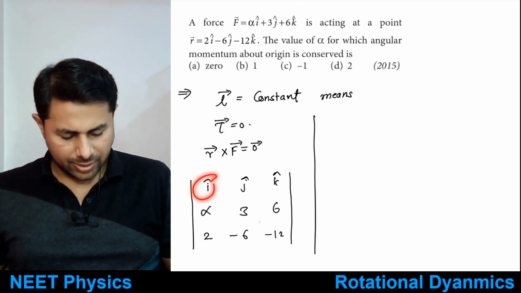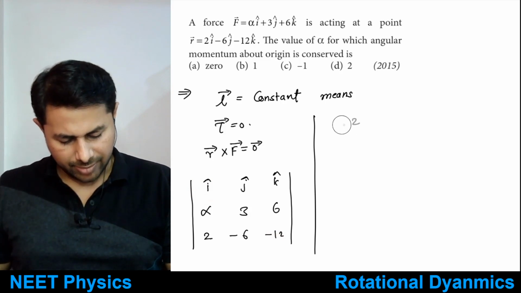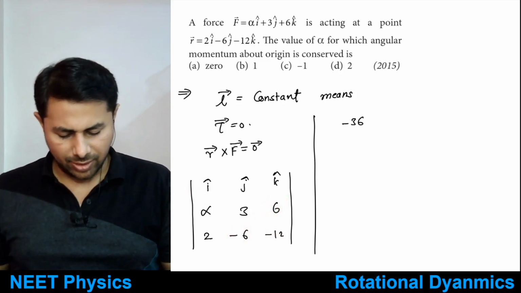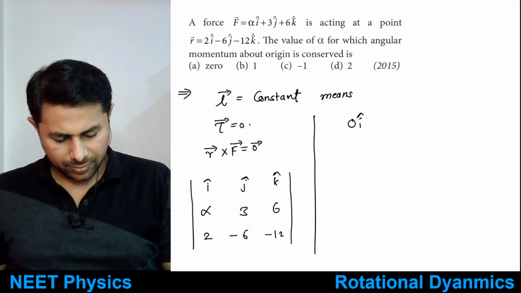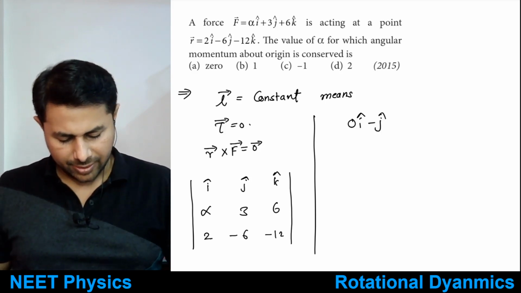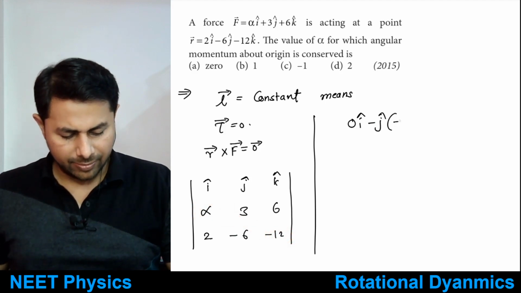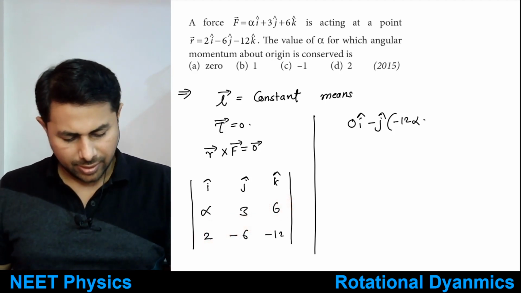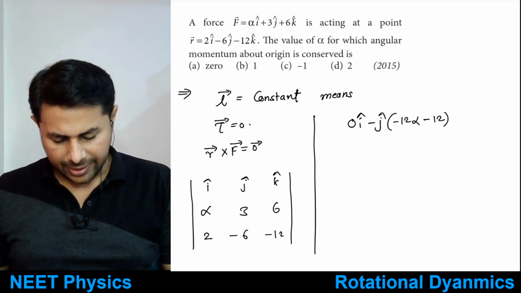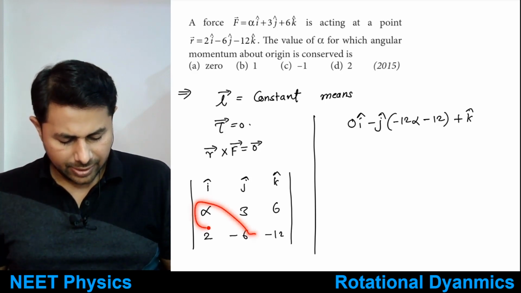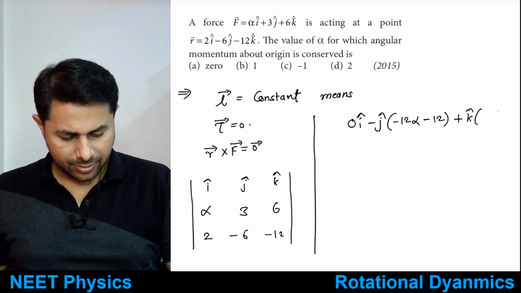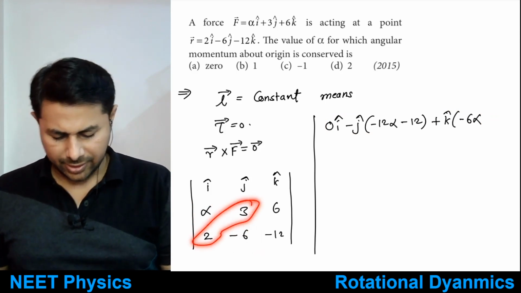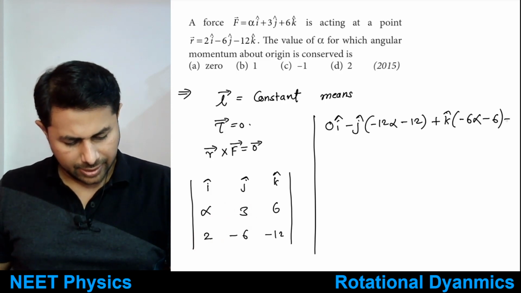So it is this times this, meaning minus 12 times 3 is minus 36, and 6 times 6, so minus 36 minus minus 36 means 0, so 0 i cap, plus minus j cap times alpha times minus 12, so minus 12 alpha, then you have 6 times 2, minus 12, and then plus k cap multiplied by minus 6 alpha minus 6, and that is equal to 0.